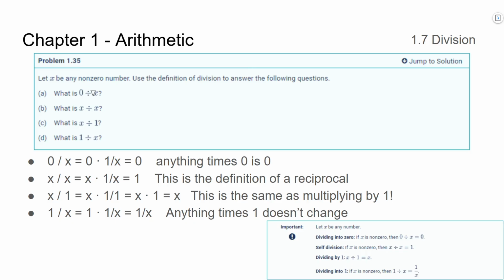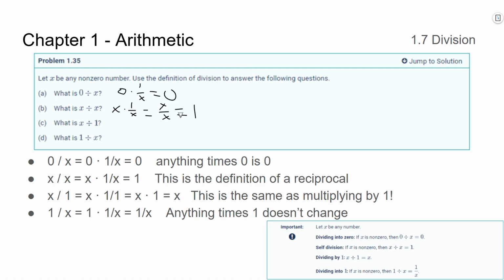All right, so this first one, we have 0 still. That's not going to change, but the division is going to change to multiplication, and this x is going to change to the reciprocal, so 1 over x. But what is 0 times anything? It's going to be 0. So now, again, we have x times the reciprocal, 1 over x, and that's going to equal x over x, and that's going to equal 1. We also could have just skipped this step and just said that is the definition of reciprocal right there.